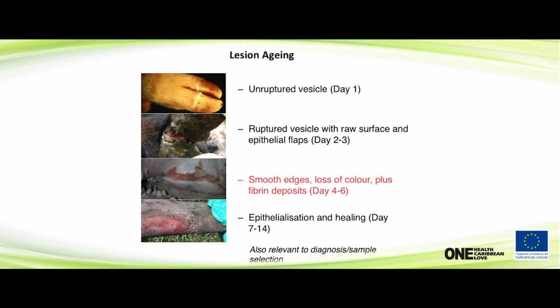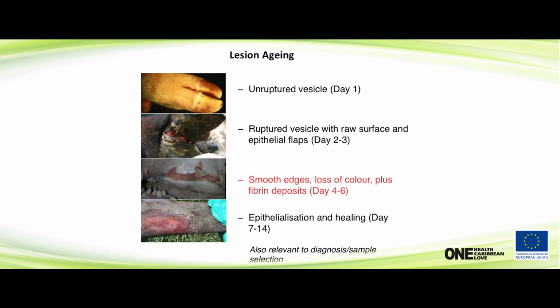Here you've got an older lesion. This is probably day 4 to 6 on the dental pad of a cow, and you can see that all the epithelial tags have been rubbed off and the edges are all now smoothed. You can also see that you've lost a lot of the bright red coloration, and you've got fibrin deposition, which is this sort of gelatinous tissue in the center.